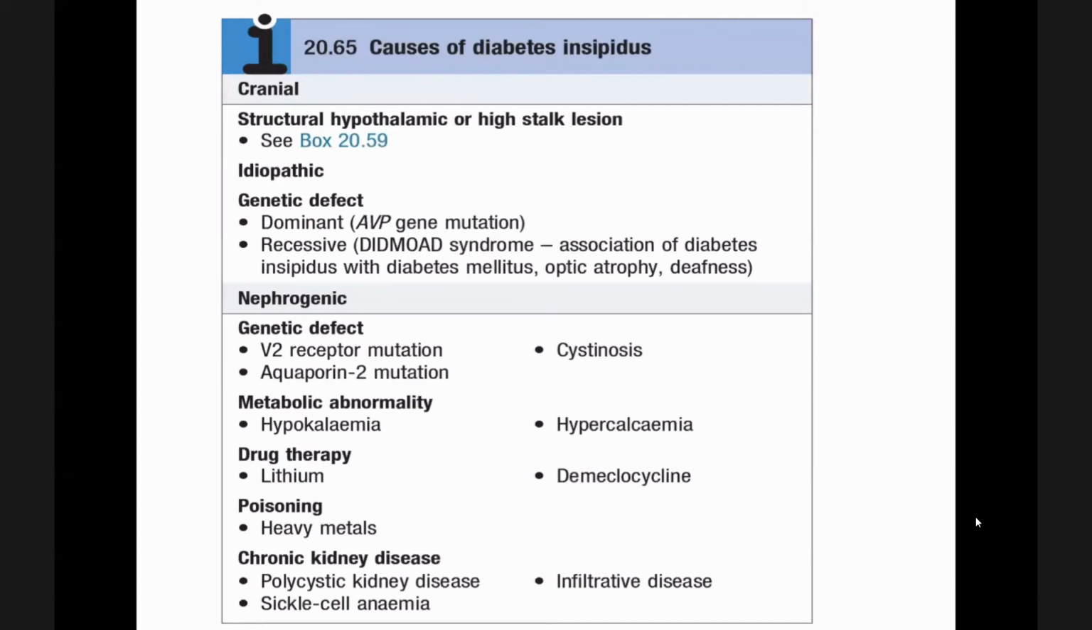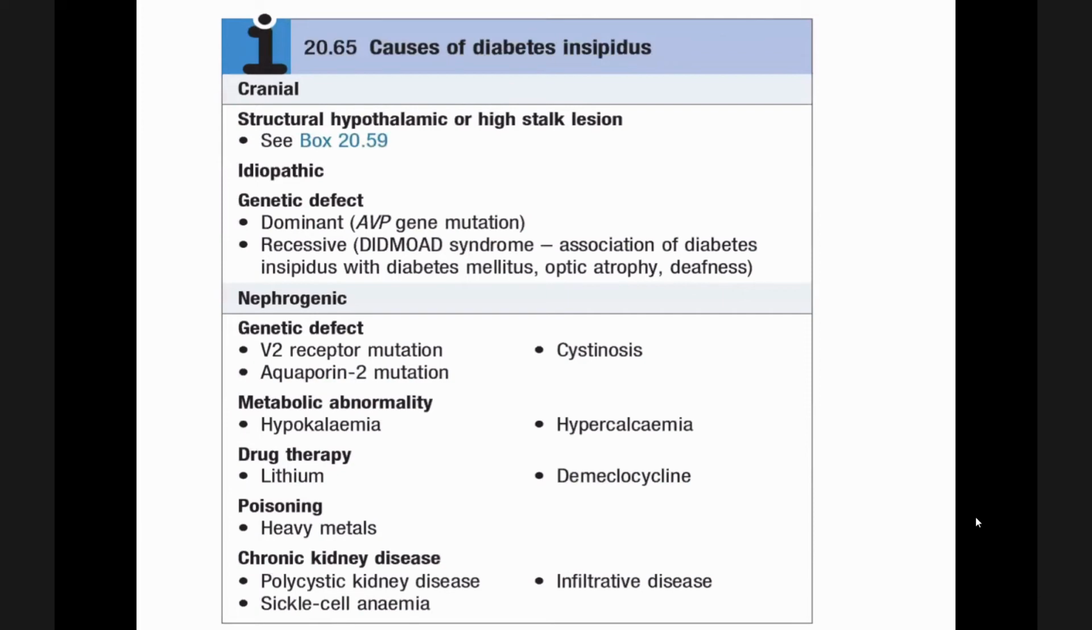So causes of diabetes insipidus include cranial causes, like when there are mass lesions in the hypothalamus or pituitary stalk lesions. I have already said that, those mass lesions are the same thing. Idiopathic or genetic defects like arginine vasopressin gene mutation or Didmoad syndrome. Didmoad syndrome, like association of diabetes insipidus with diabetes mellitus, optic atrophy, deafness, can occur.